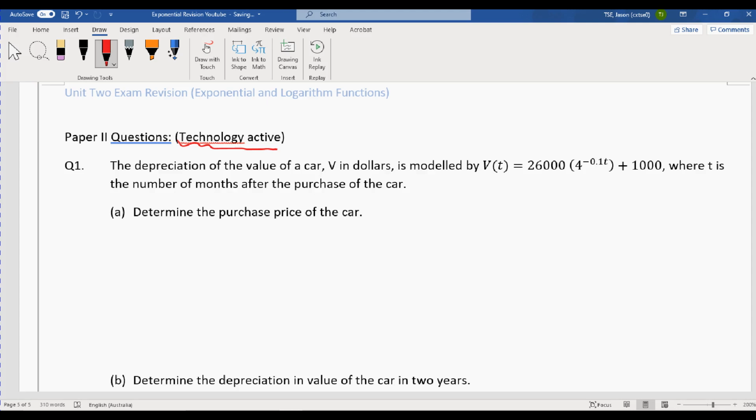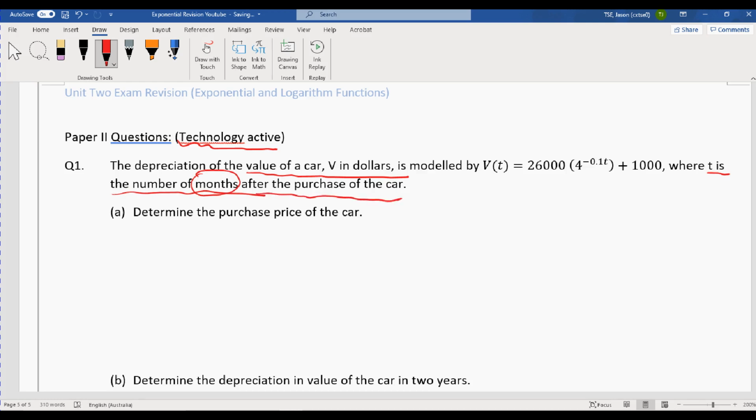So again, you need to see the definition of the dependent and independent variables. The dependent variable is v, which is the value of the car, and the independent variable is t. t is the number of months, remember, months after the purchase of the car.